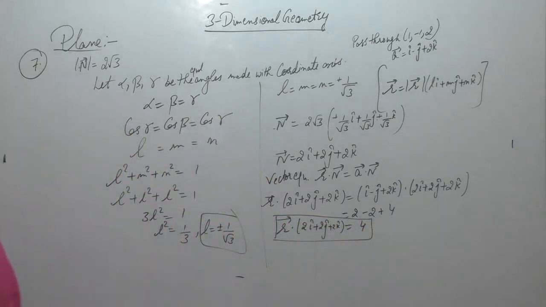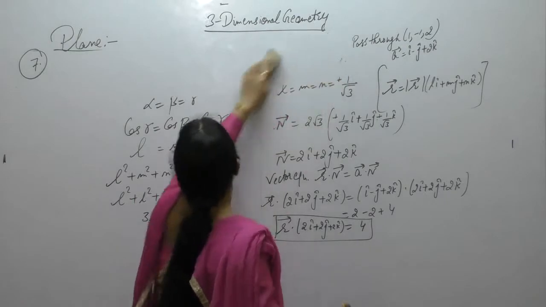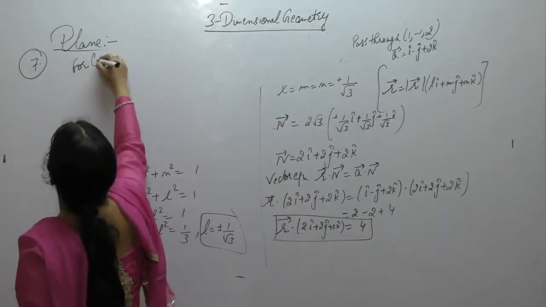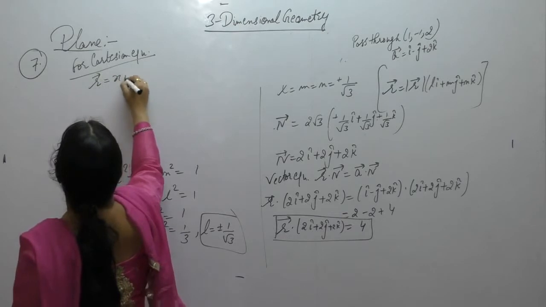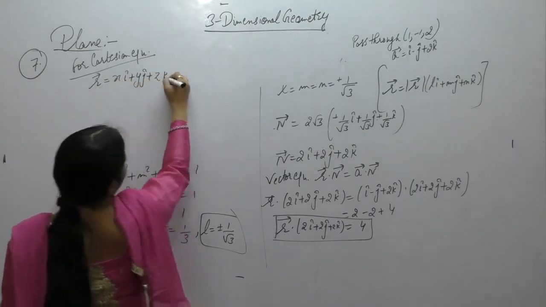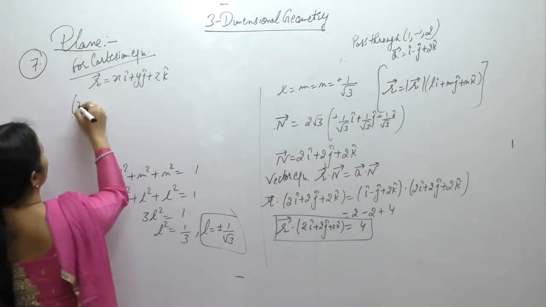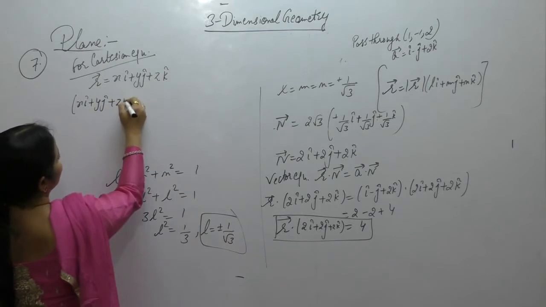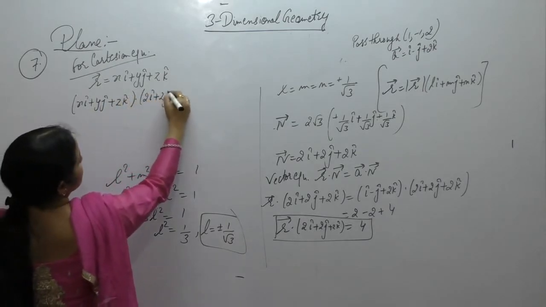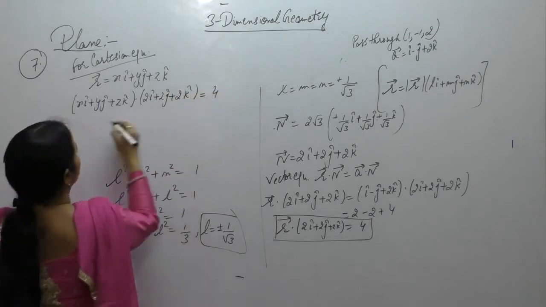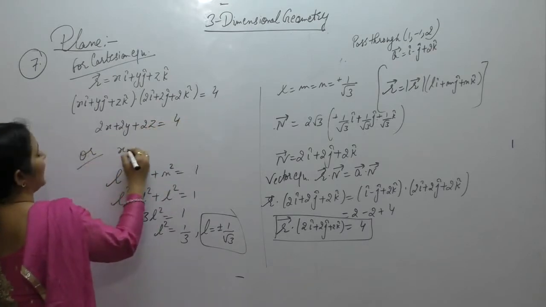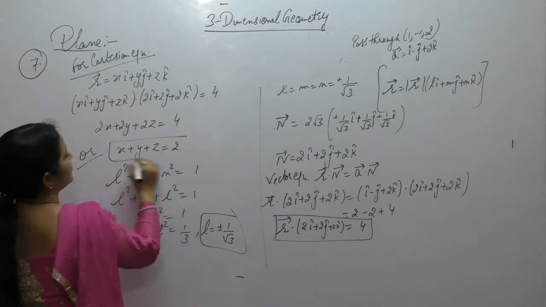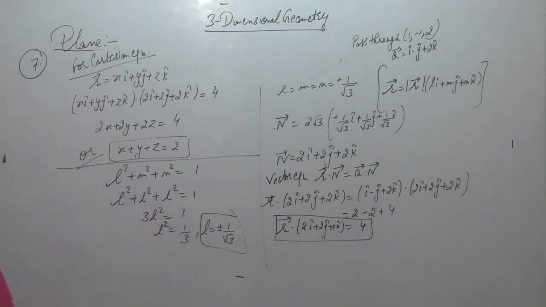Now we want to find the Cartesian equation of the plane. So for the Cartesian equation, put r vector as xi plus yj plus zk. Putting the value, xi plus yj plus zk dot 2i plus 2j plus 2k equals 4. So 2x plus 2y plus 2z equals 4, or x plus y plus z equals 2. This is the equation of the plane.